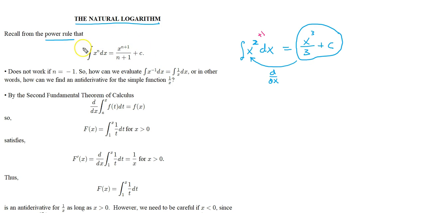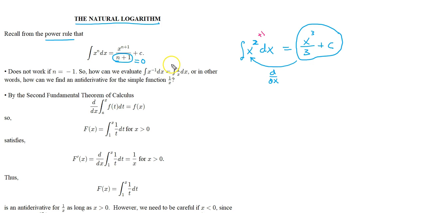However, there's one problem with this power rule. You notice that if we put a negative 1 in for the n in the denominator right here, we get back 0. If the n is negative 1, we get a 0 here. Well, that's going to be a real problem because we can't divide by 0. So in other words, if the n is negative 1, this formula does not work.